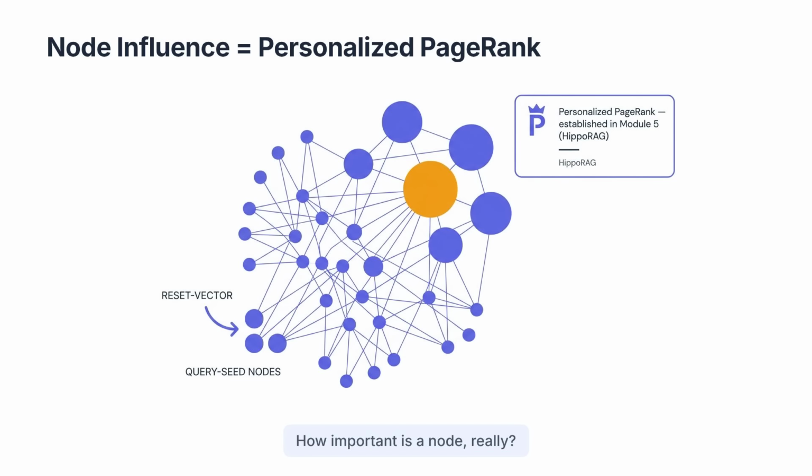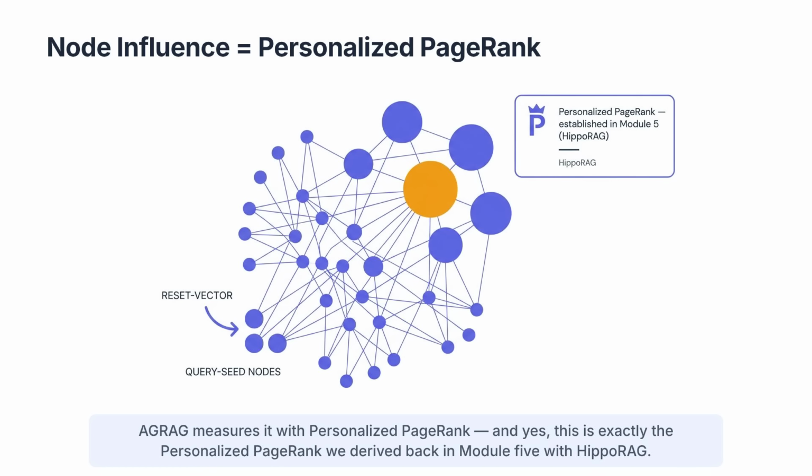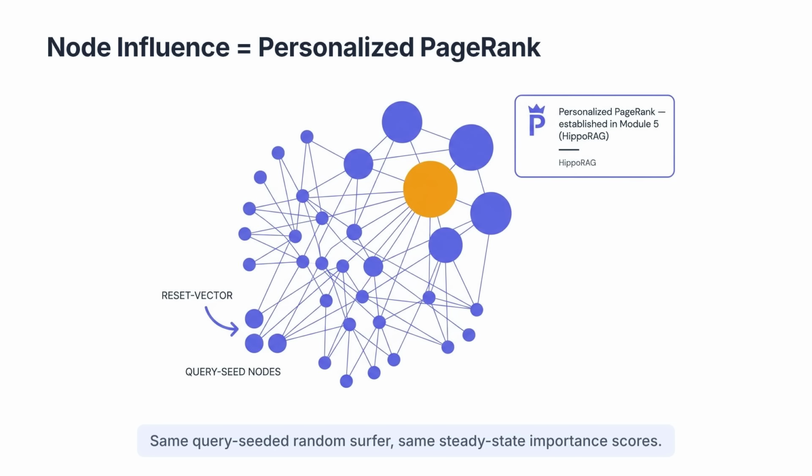Second, node influence. How important is a node really? AGRAG measures it with personalized PageRank, and yes, this is exactly the personalized PageRank we derived back in Module 5 with HippoRAG. Same query-seeded random surfer, same steady-state importance scores. If you want the equation again, pause and revisit Module 5. Here we simply reuse it as the influence signal that MCMI wants to maximize.